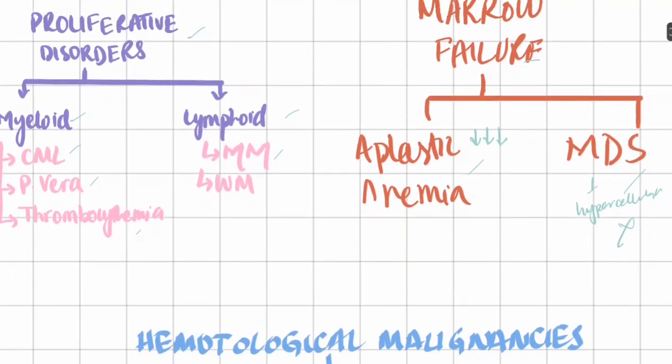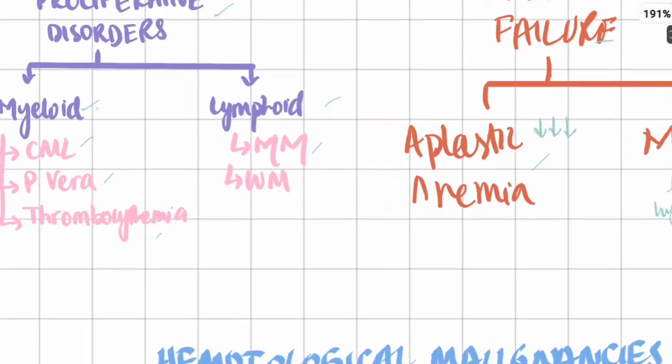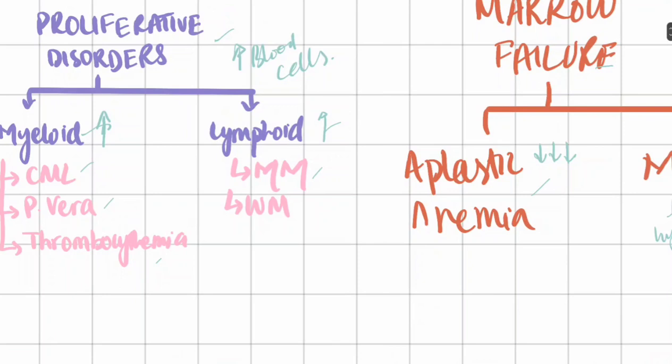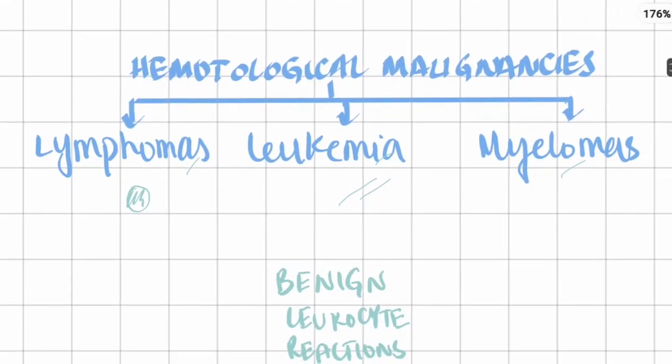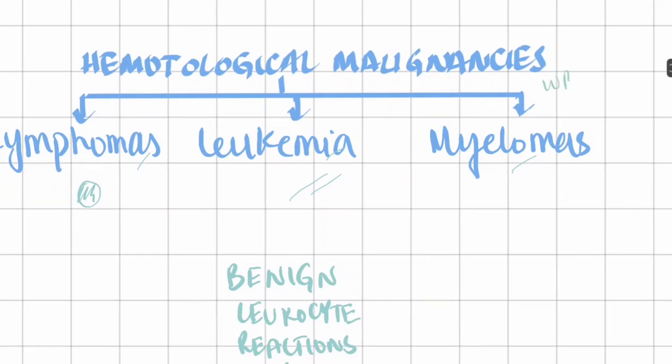When we talk about the proliferative disorders, in myeloid cells, all the myeloid cells are going to increase, and in lymphoid, the lymphoid cells are increased. This essentially tells us all blood cells will increase in number, and both are, of course, neoplastic or cancerous. And in hematological malignancies, we only talk about white blood cells. So in these myelomas, only the WBCs will increase, and we are going to consider this in this category.